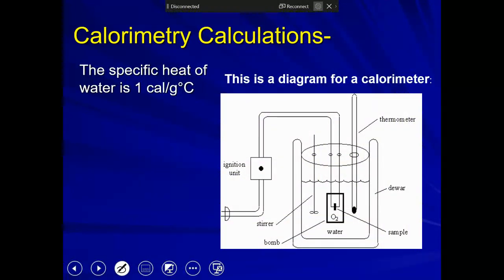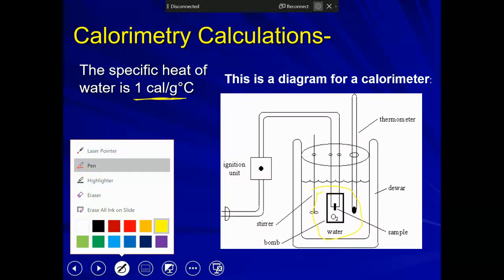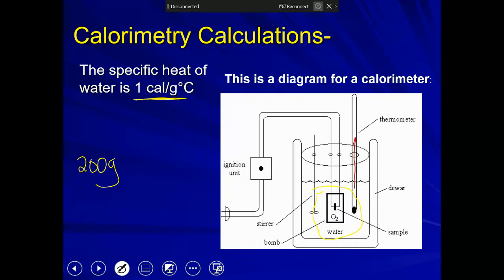Now, how you're going to do these calculations, okay? Water, since it was used to define a calorie, has a specific heat of 1 calorie for every gram degree Celsius. So let's say I have 200 grams of water inside of this container right here, okay? And let's say that when the temperature goes up, as heat travels from the reaction out to the water, the temperature went up 10 degrees, okay? So the temperature goes up by 10 degrees Celsius.